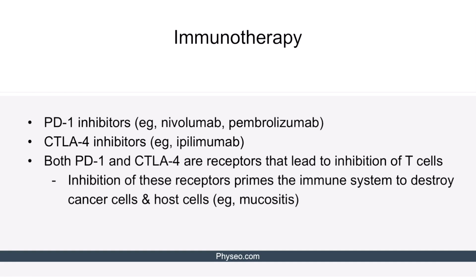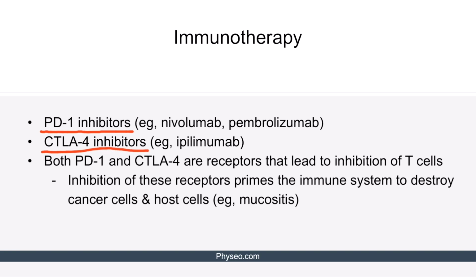Now, immunotherapy is among the most novel modalities of cancer. So this is kind of interesting, and I'm excited to talk about it. The two primary classes of drugs are PD-1 inhibitors, such as nivolumab and pembrolizumab, and CTLA-4 inhibitors such as ipilimumab.